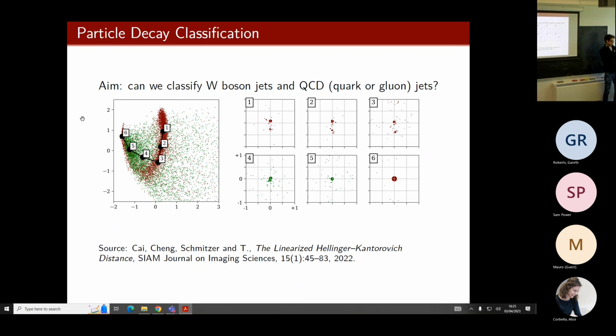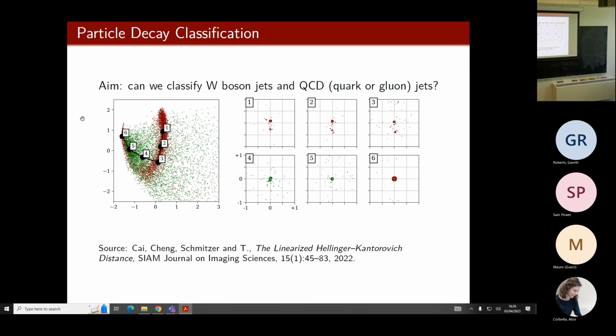This is again just using linear optimal transport for particle decays. So now we have two different types of particle decays. I always forget which one's which. One of these is W bosons, and the other is QCDs. Let's say these are W bosons, where you typically have two big particles surrounded by lots of small particles, and then the QCDs, where you have one big particle surrounded by lots of little particles. If you use linear embedding, the best 2D approximation is this picture here.